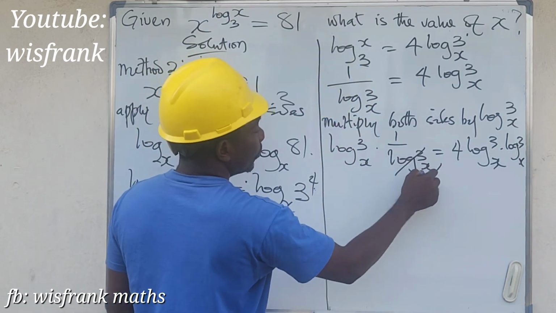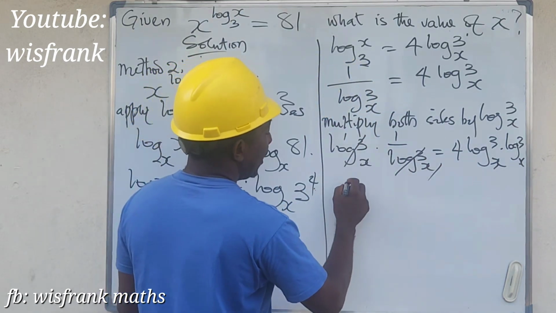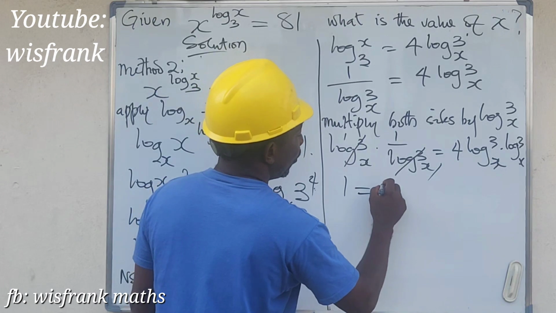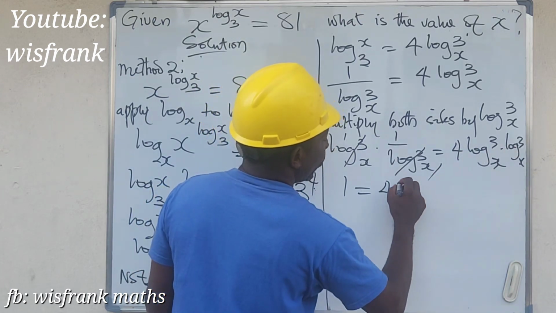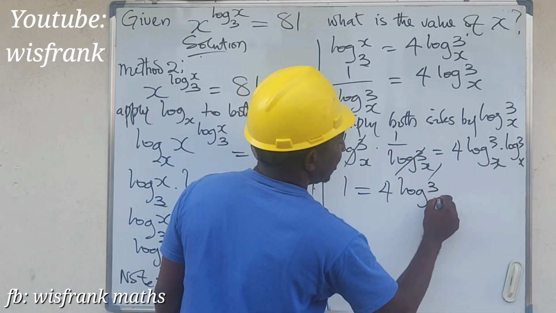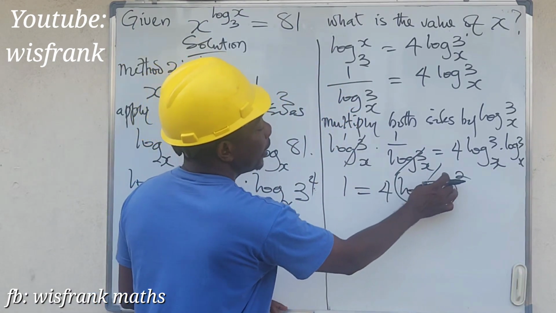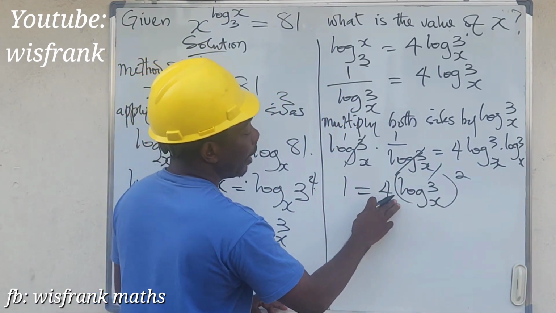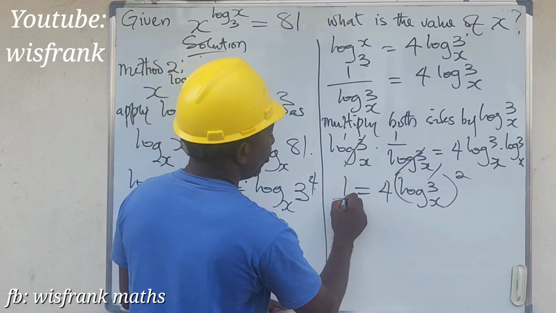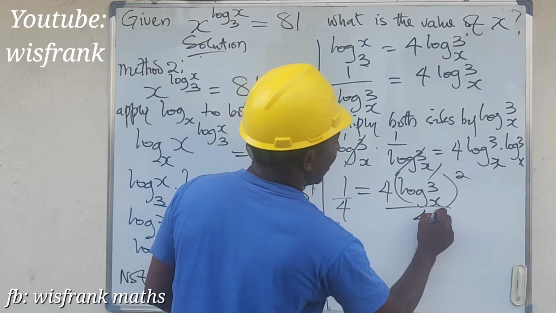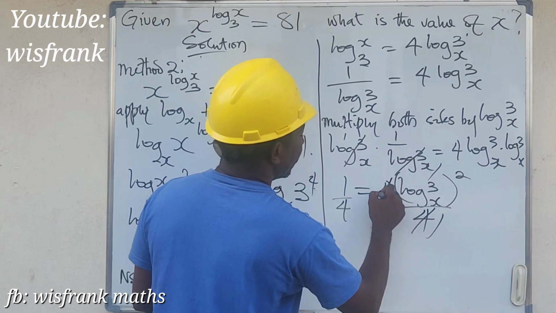Here, this one will cancel here and this one will cancel here. We are now left with 1 equals 4 times (log 3 to base x) all to the power of 2. Now we can divide both sides by 4. The 4 will cancel here, leaving 1, and the 4 will cancel here, leaving 1.